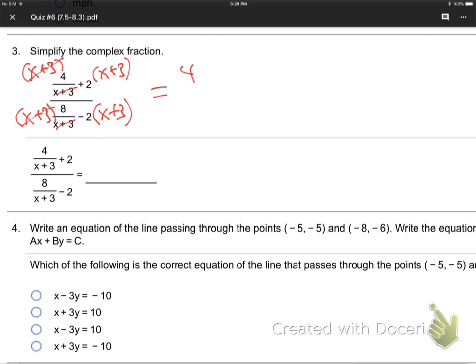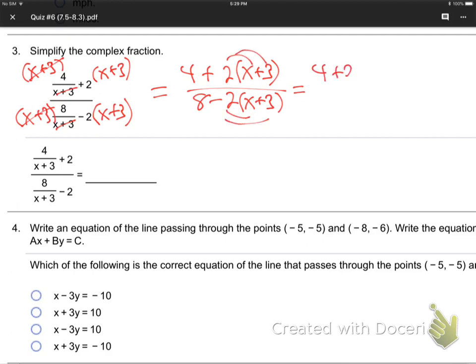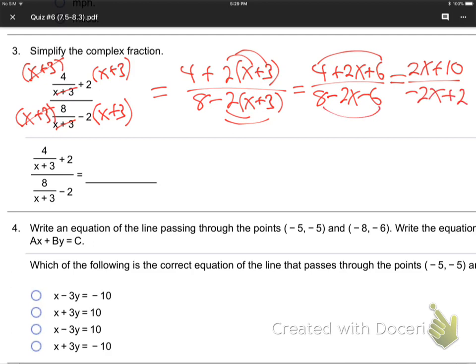So we're left with 4 plus 2 times x plus 3 over 8 minus 2 times x plus 3. Distribute: 4 plus 2x plus 6, and 8 minus 2x minus 6, that equals 2x plus 10, 4 and 6 make 10, over minus 2x plus 2. That's as far as we can go on that one.